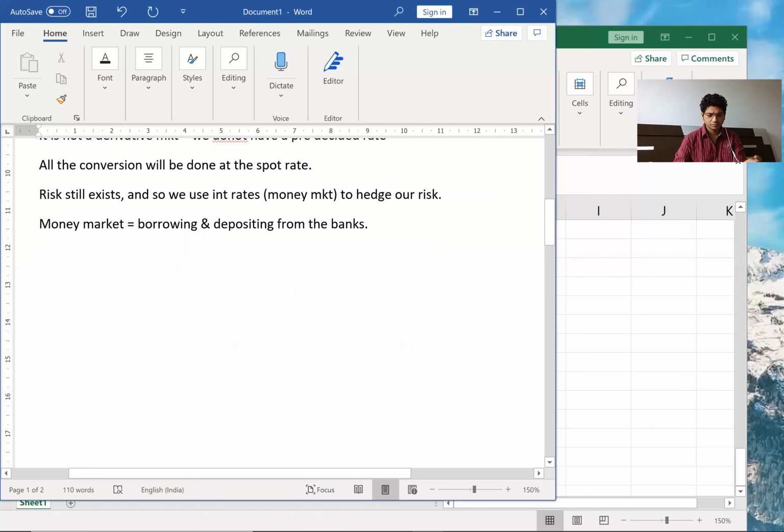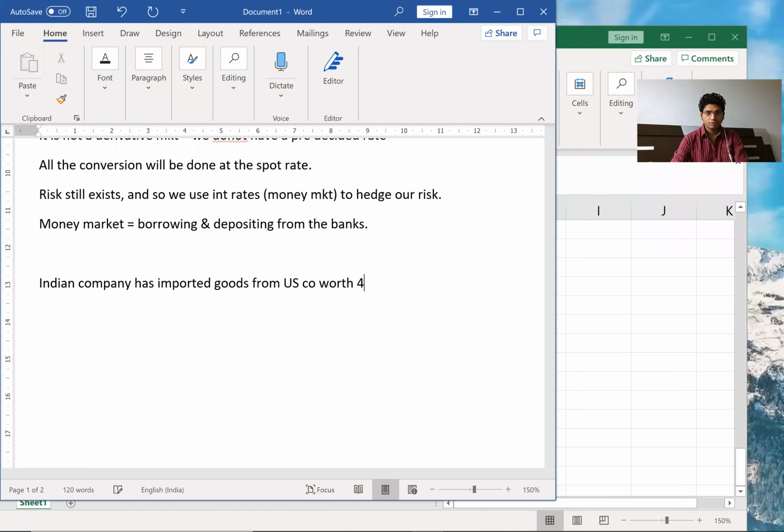Okay. So let us take an Indian company and a US company. The Indian company has imported goods from the US company worth $40,000, payable in 3 months time.